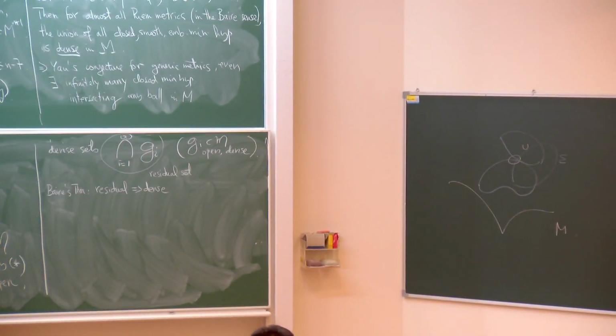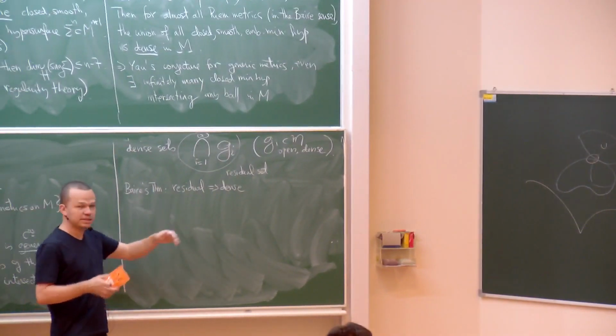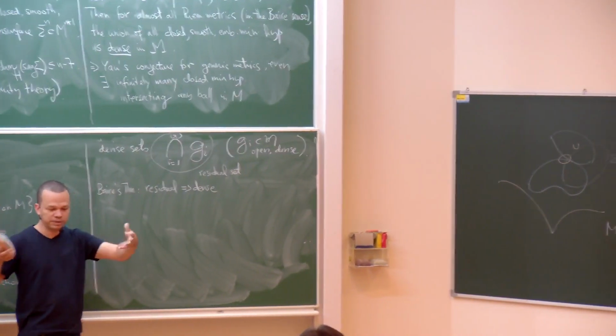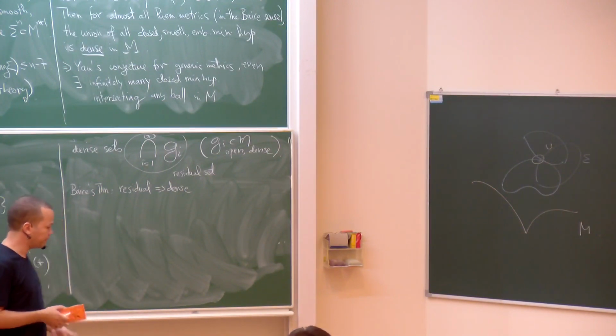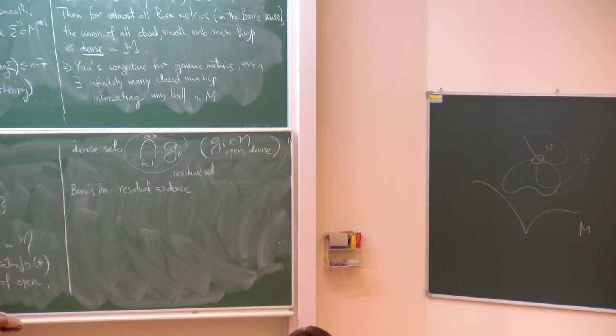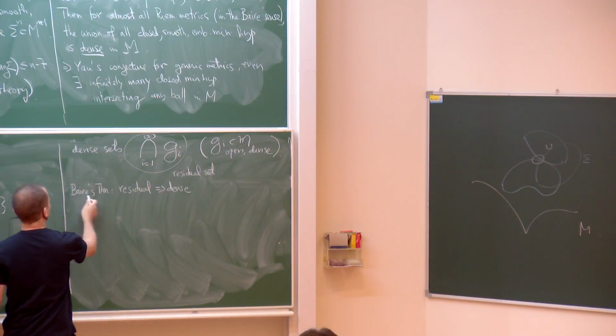The basic example of what a generic or residual set is, if you take the real line, would be the set of irrational numbers. If you choose a random number, it's going to be irrational. So that's what it means to be generic.